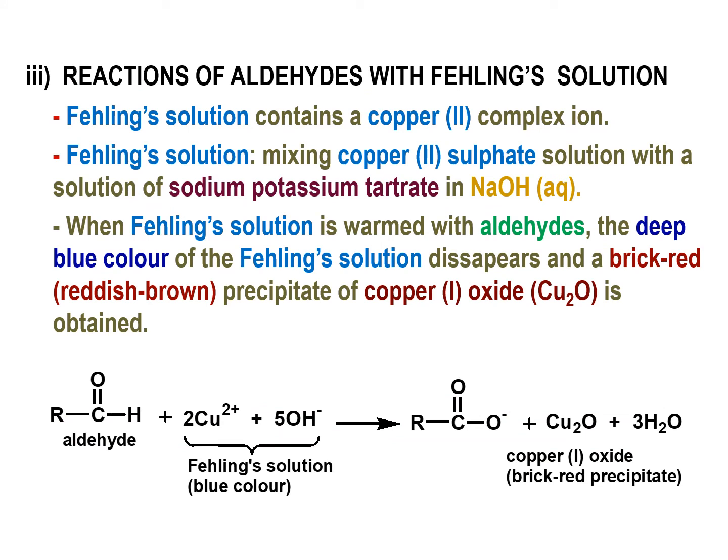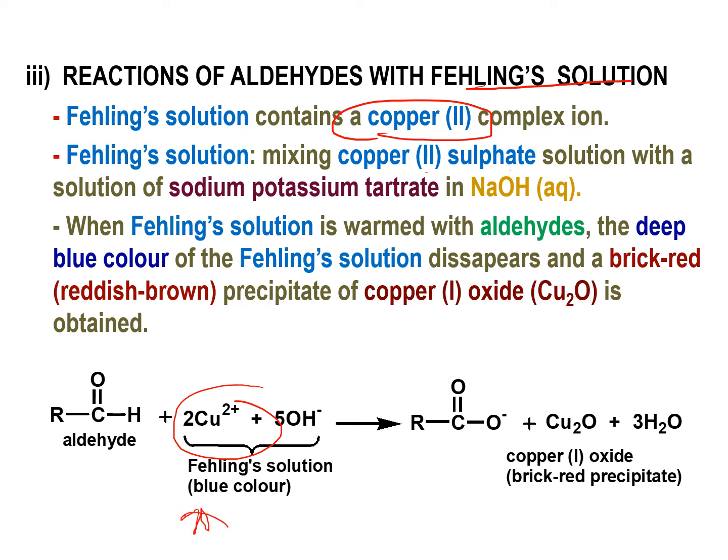Okay, next, number 3, we go to the reaction of aldehyde with Fehling solution. Okay, Fehling solution. The standard solution we use is copper. If for Tollens reagent we use Ag, for Fehling solution we use copper(II) complex ion. So we use copper(II) sulfate solution reacting with potassium tartrate in NaOH. Okay. What is going to happen? Before the reaction, Cu2+ is blue in color, so the Fehling solution is blue.